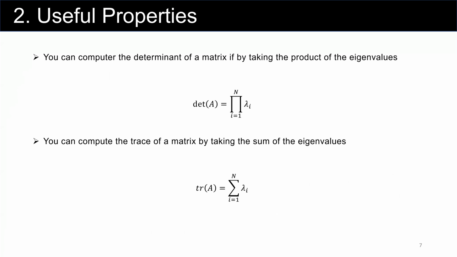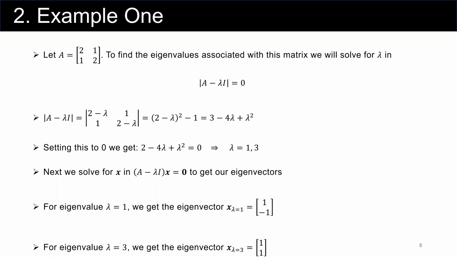All right. Now that we know the features of eigenvalues, we also know how to find eigenvalues and eigenvectors. Let's take a look at some examples. Example 1. Let matrix A be [2, 1; 1, 2]. We want to find the eigenvalues associated with this matrix. So as we said, we have to solve this equation: determinant of A minus lambda I is equal to 0, where lambdas are unknown.